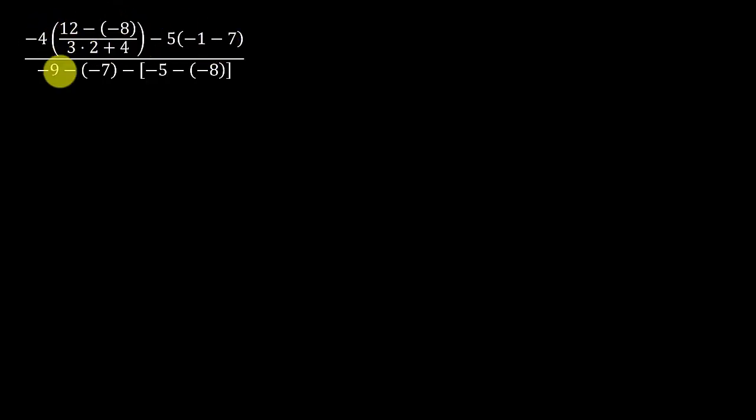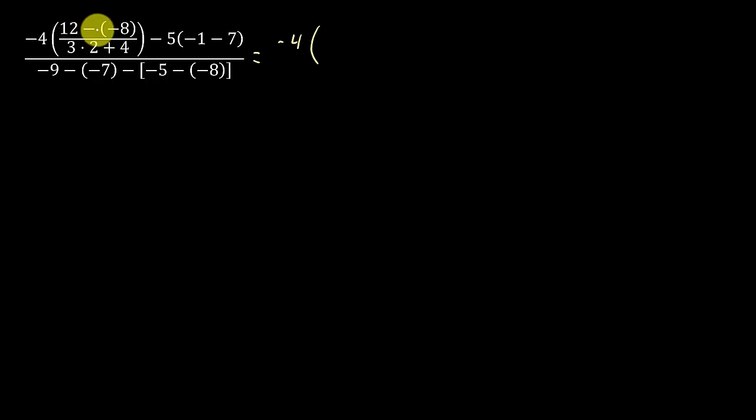You can see here we've got grouping symbols. We've got grouping symbols here, and we've got grouping symbols here. So first, let's work inside these. Just forget everything else but what's inside the parentheses here. This is going to give us -4 times. Now, inside the grouping symbols, I actually have a fraction.